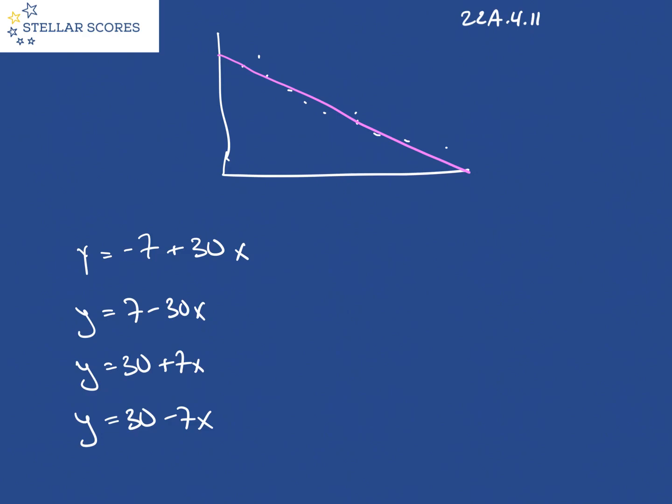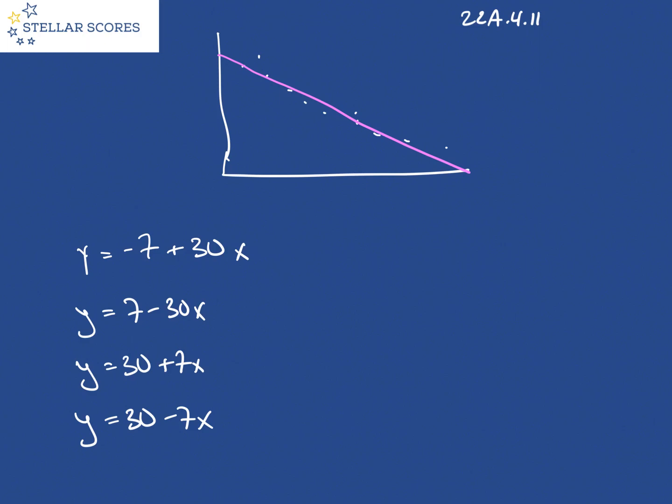All right, this question says the scatter plot shows the relationship between the two variables x and y. Which of the following equations is the most appropriate linear model for the data shown? So I just drew a line of best fit, roughly something like that. And look, we can see it has a negative slope.